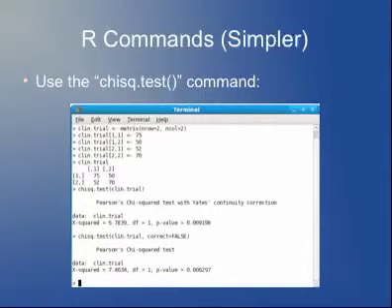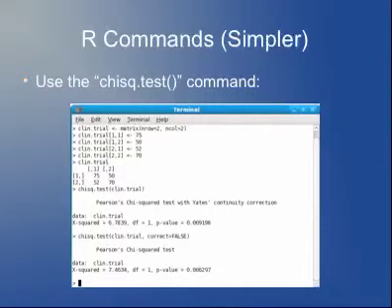If I do chisq.test(clin.trial, correct=FALSE), then I get a p-value that's exactly the same as what I got on the previous slide. And if you look at the output here, you'll notice this one says Pearson's chi-square test with Yates continuity correction. This one just says Pearson's chi-square test.